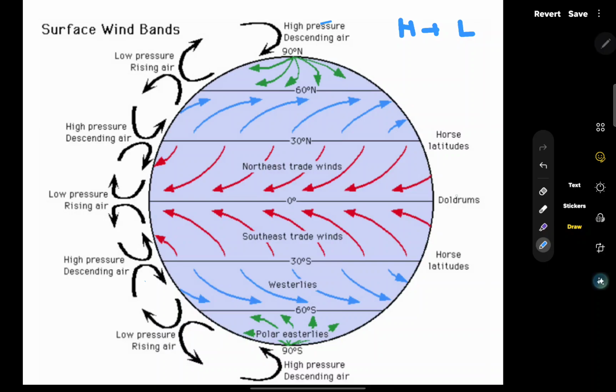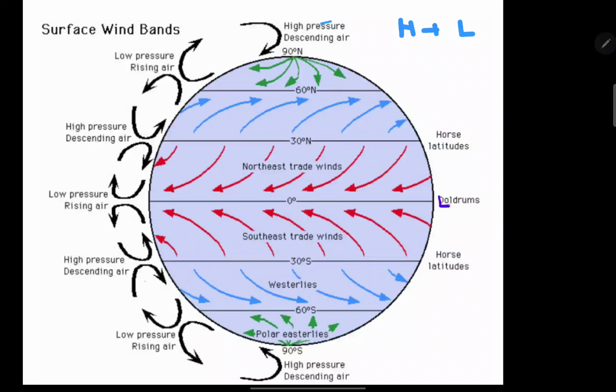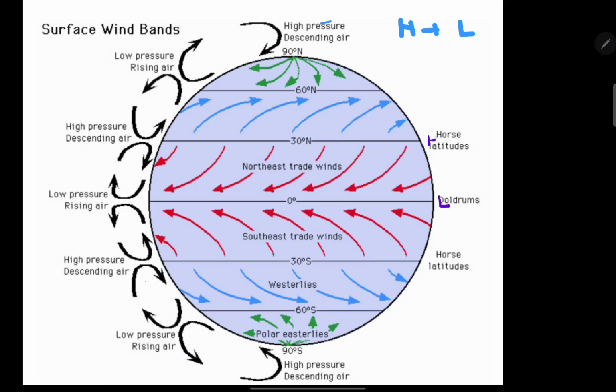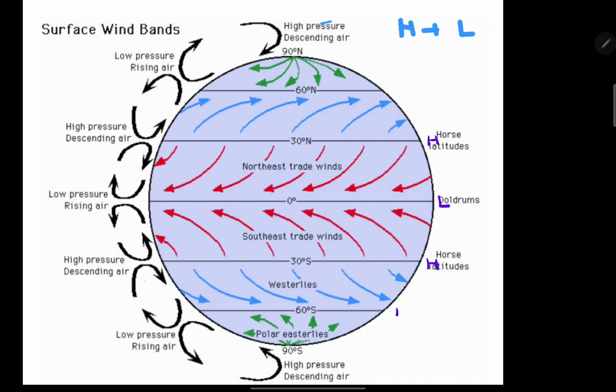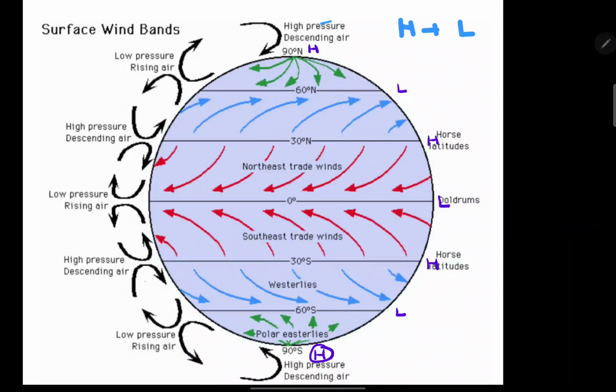I only want you to remember that your equator is a low area. 30° north is a high area, same as 30° south, which is your high area. Then again 60° north is your low area, and 60° south also is your low area. Your north pole is a high pressure area, same as the south pole.